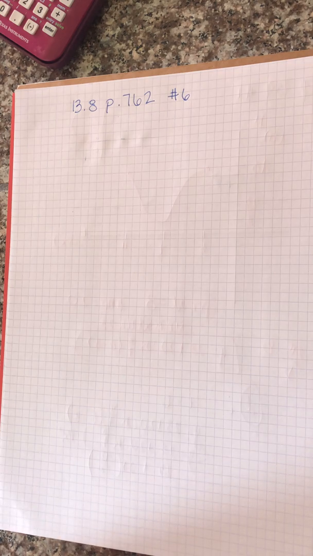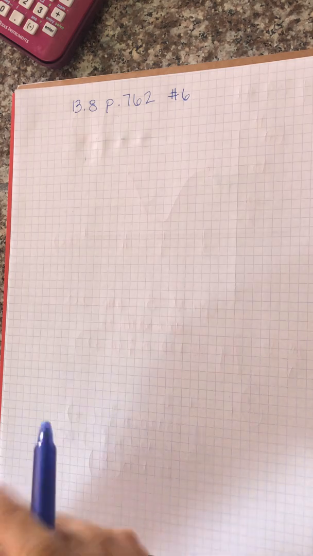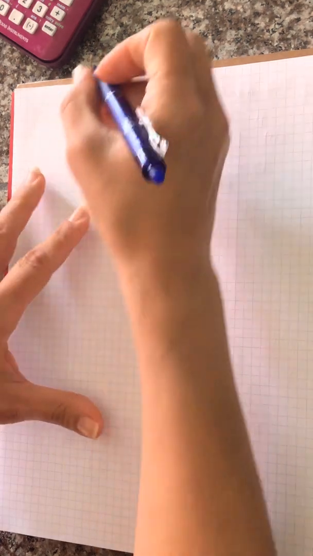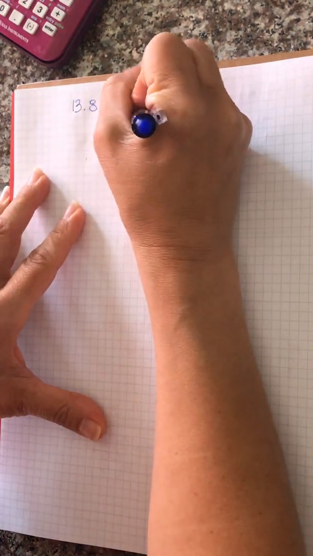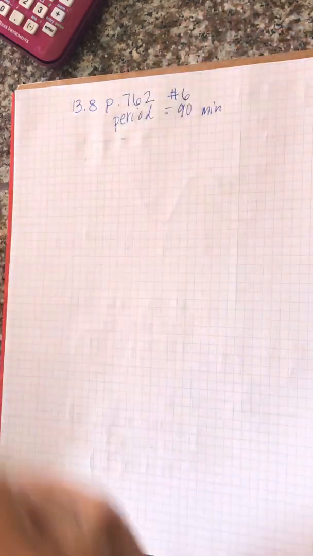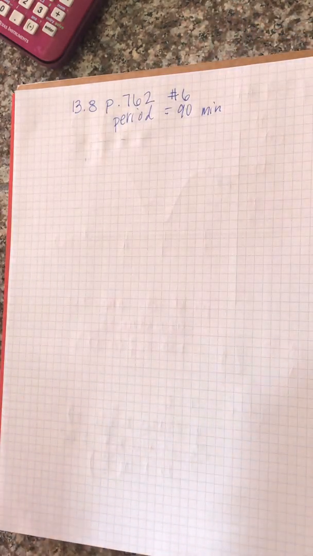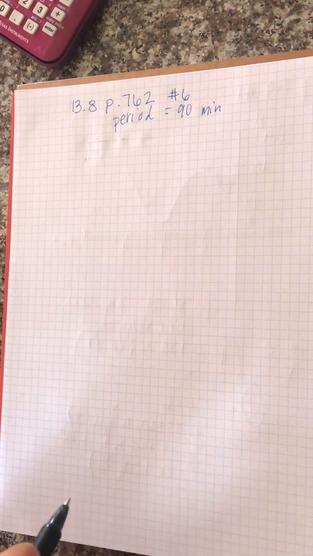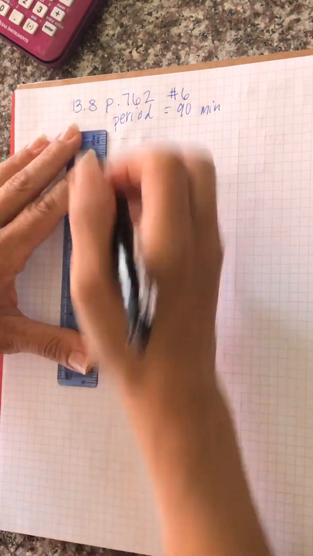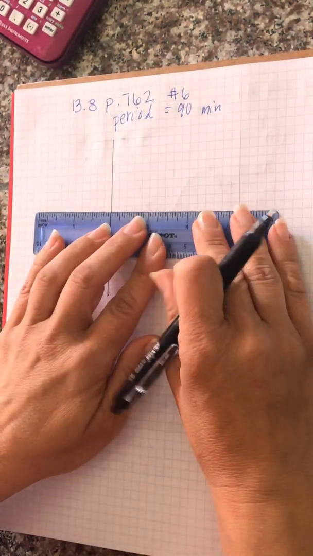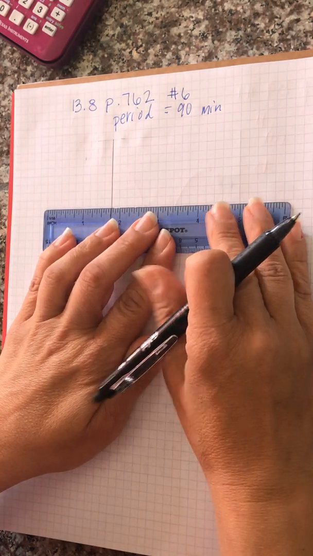The spaceship completes an orbit once every 90 minutes. Once every 90 minutes, that must be the period. And if it's alternating between 4,000 kilometers north of the equator and 4,000 kilometers south of the equator, therefore the amplitude must be 4,000.